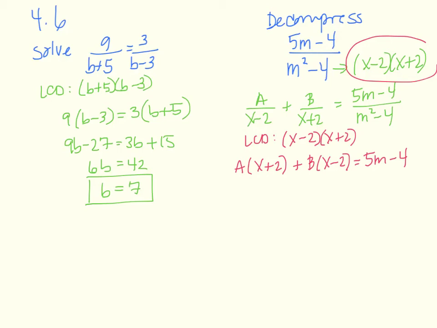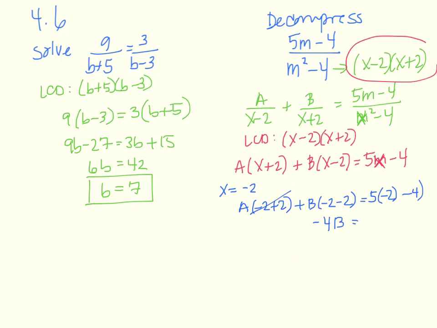So to eliminate A, I'm going to let x equal negative 2. When I do that, I have A times (negative 2 plus 2) plus B times (negative 2 minus 2) equals 5 times negative 2 minus 4. And obviously, oh gosh, I'm mixing all my variables here. Let's make that an x and that an x, even though we started with m's. Sorry about that. Okay, so my A goes away. I'm left with negative 4B.